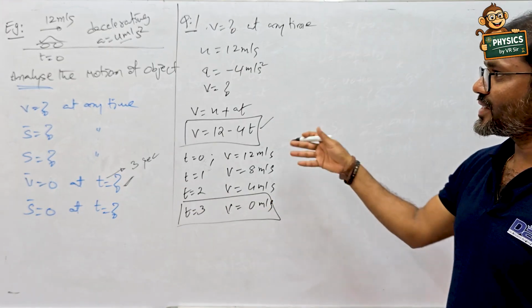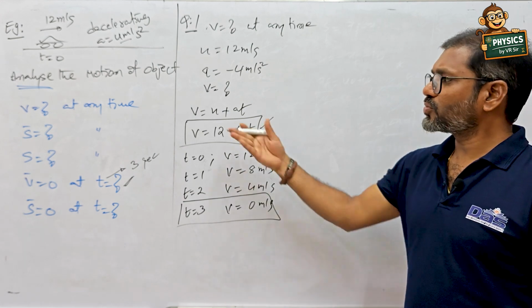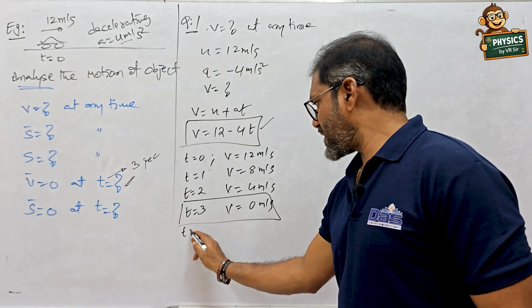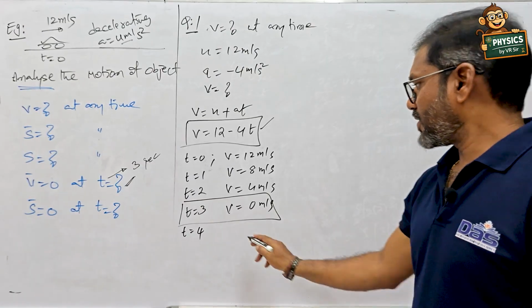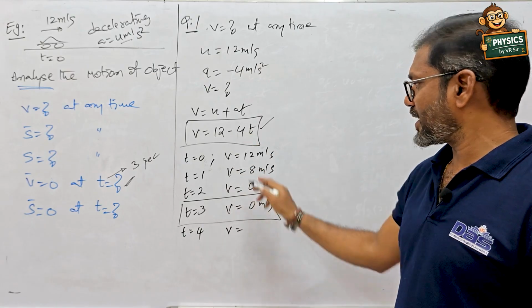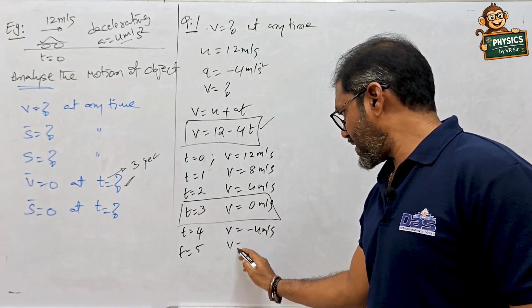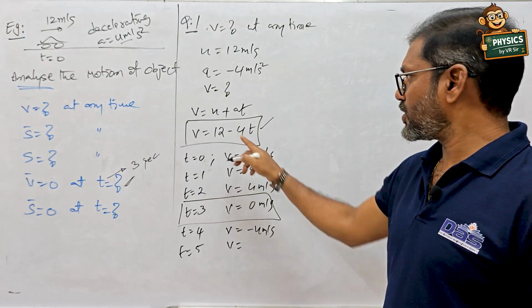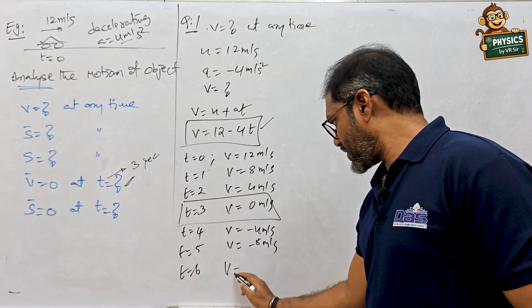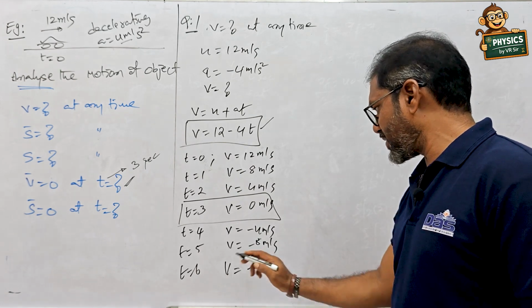That is the advantage of analyzing the motion of the body. While analyzing, you can get the answers to most of the questions. Now, what about t equivalent to 4? If you substitute 4 into 4, 16, 12 minus 16, minus 4 meters per second. At t equivalent to 5, 5 4s are 20, 12 minus 20, minus 8 meters per second. And at t equivalent to 6, 6 4s are 24, 12 minus 24, minus 12 meters per second. Now we stop here.